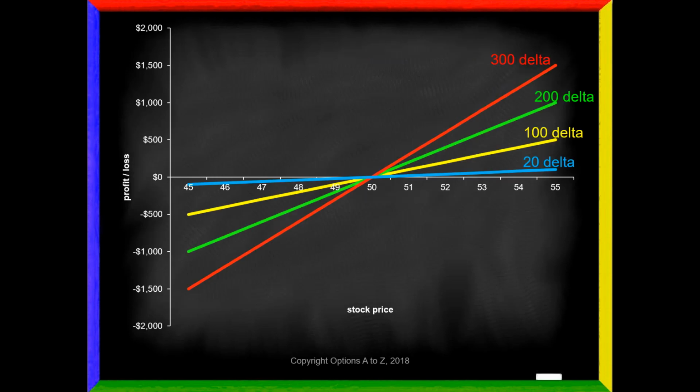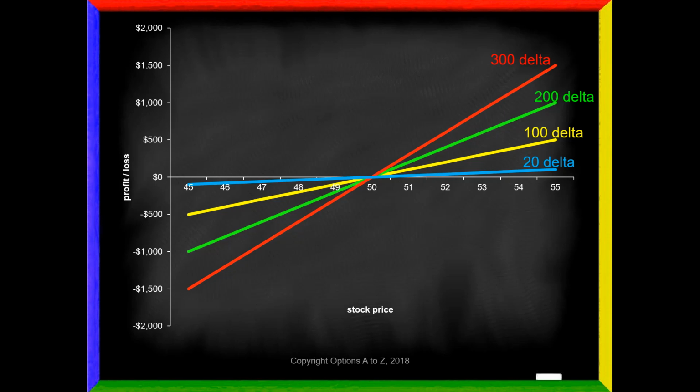So now take a look at various stock positions. If I have 20 shares of stock in blue, I'm going to have a very flat risk graph. Stock moves up 5 points, I pick up $100. It's not very sensitive. That graph is very flat. If I have 100 shares in yellow, dollar for dollar. If I have 200 shares in green, I'm now delta 2, delta 200. In other words, if the stock rises $1, I pick up $2. If I have 300 shares in red, or 300 deltas, stock moves $1, I pick up $3.